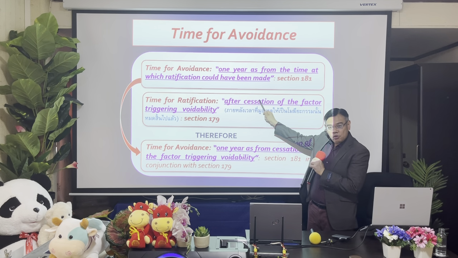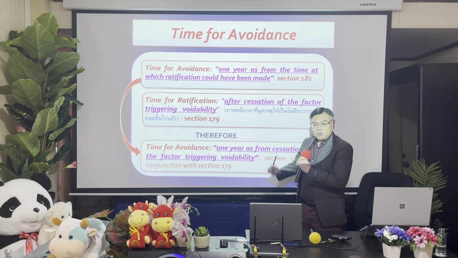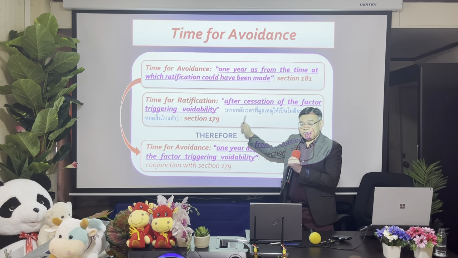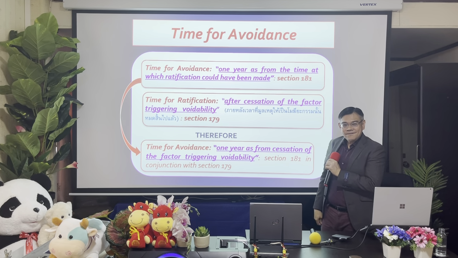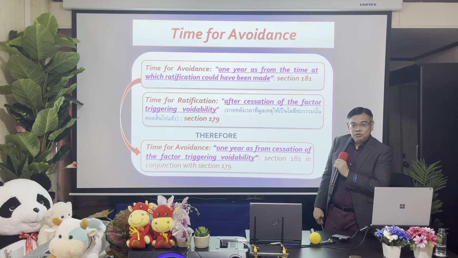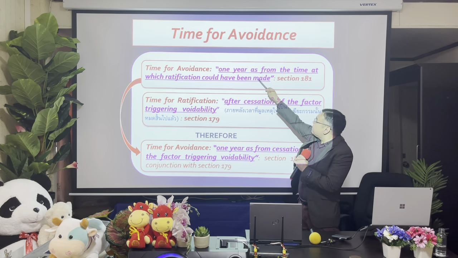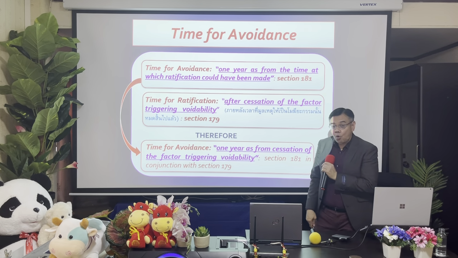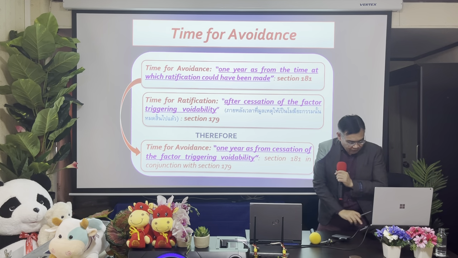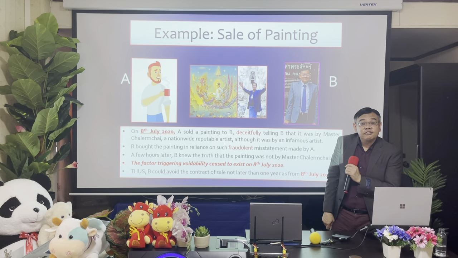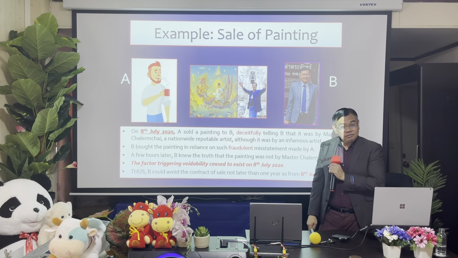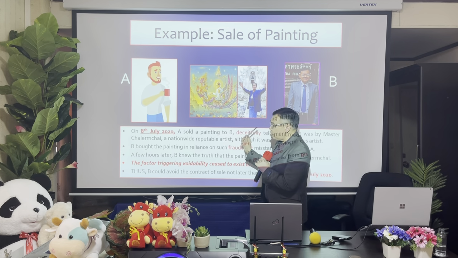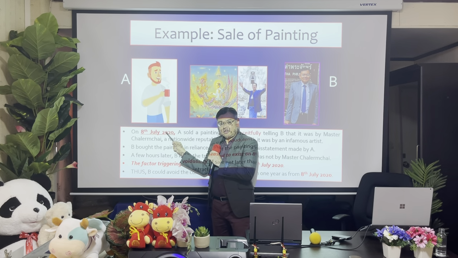The law also says that ratification could be made after the cessation of the factor which triggered voidability, so we can conclude that if we want to avoid a juristic act, we will have to do so within 1 year as from the cessation of the factor triggering voidability. In this case, what is the factor which triggers voidability? It is the deceitful statement, the lie told by A, the fraud, of course. Let's suppose that this contract was made on the 8th of July 2020.